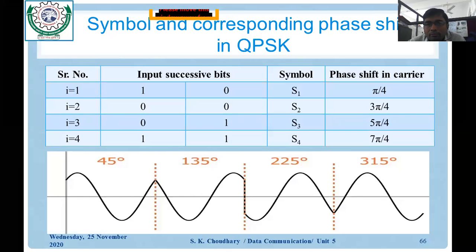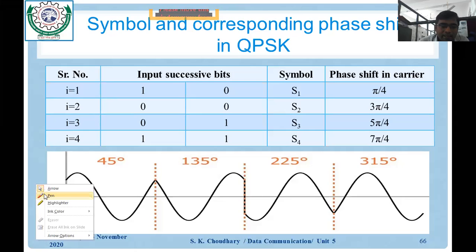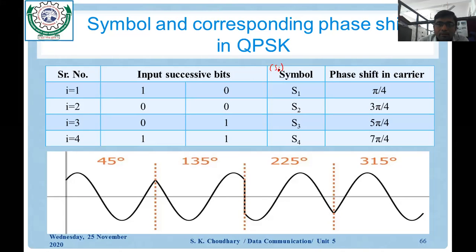This is a description showing the symbols and the corresponding phase shift in QPSK. The symbol is represented as Si, where i takes the values 1, 2, 3 and 4, so there are four combinations: S1, S2, S3 and S4. For S1 it is 1 0. Two successive bits have been combined, and the phase shift in the carrier would be pi by 4, so a 45-degree phase shift. Next we show how the 45-degree phase shift appears in the waveform.